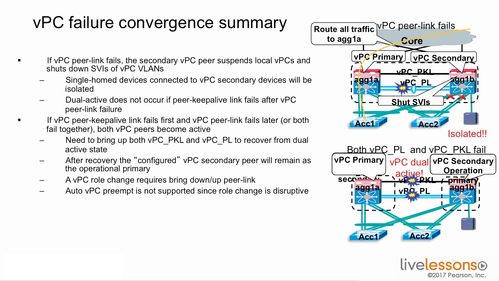If the vPC peer keepalive link fails first and the vPC peer link fails later, or both fail together, both vPC peers become active. In this case, we would need to bring up both the vPC peer link and the vPC keepalive to recover from a dual active state. After recovery, the configured vPC secondary peer will remain as the operational primary. The vPC does not preempt, which means fail back to the original primary, since this change can be very disruptive.